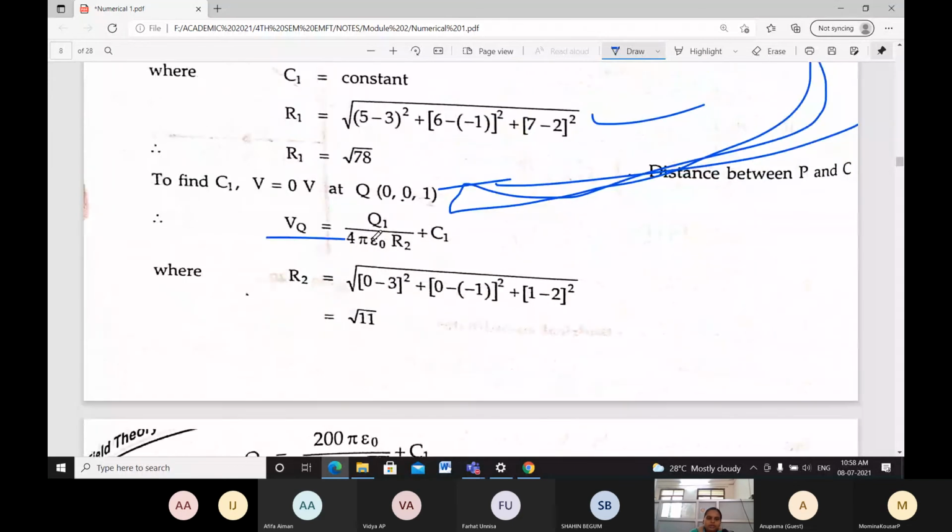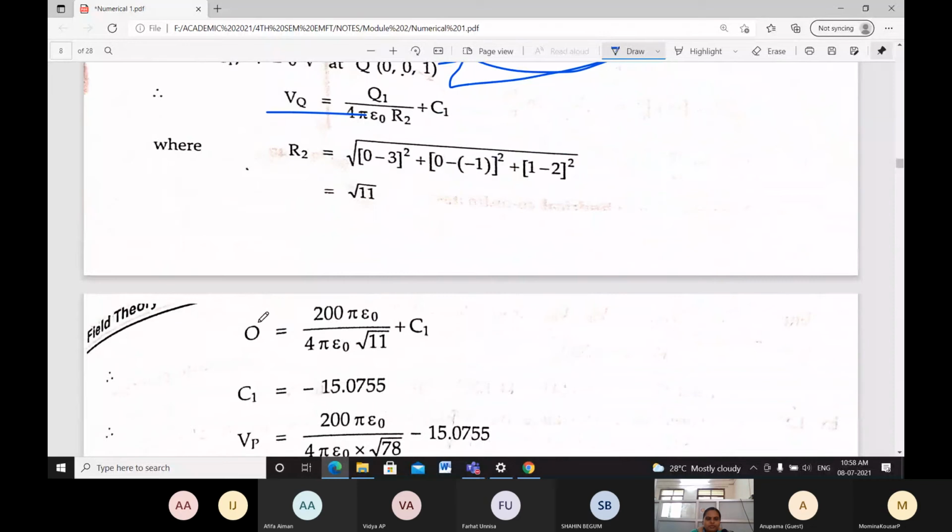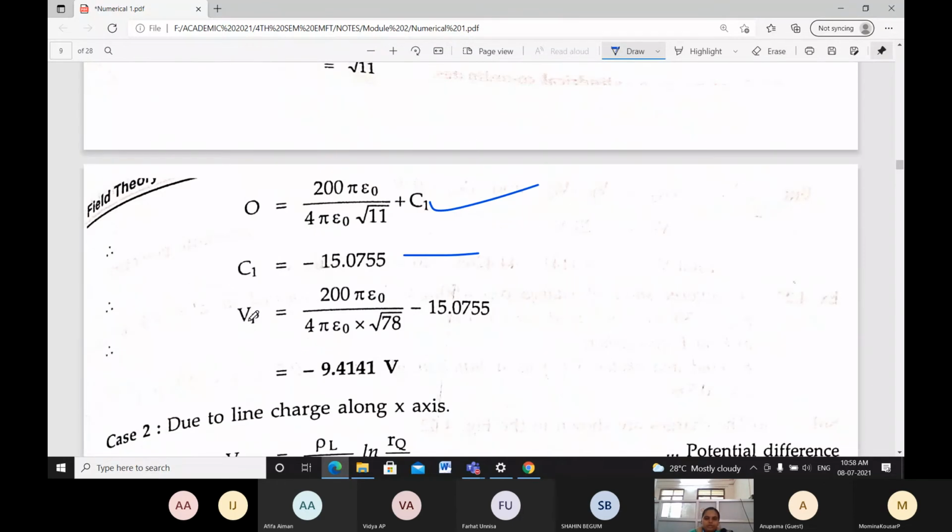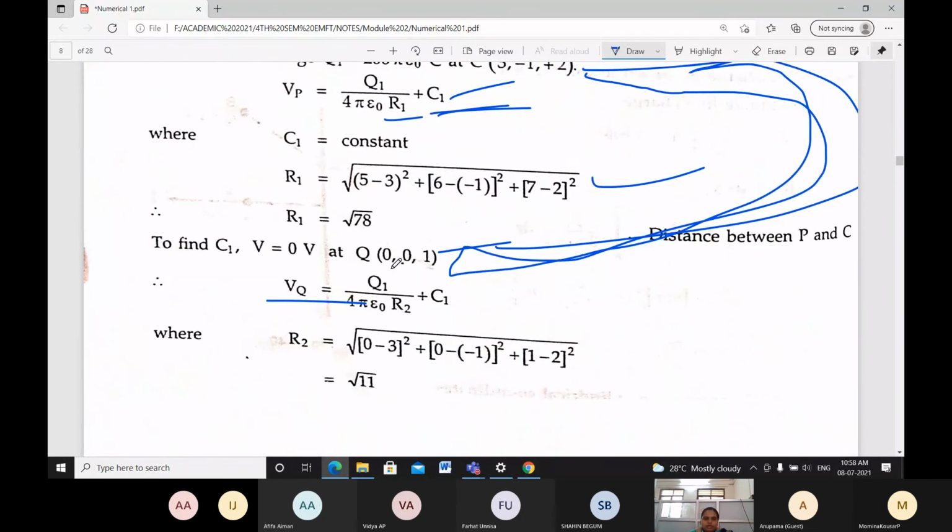We know that VQ is going to be equal to 0. We know Q1 is 200 pi epsilon naught divided by 4 pi epsilon naught square root of 11 plus C1. From this we can find out what C1 is. It will be minus 15.077755. Then Vp is going to be what? We have to substitute the C1 in the Vp equation now.